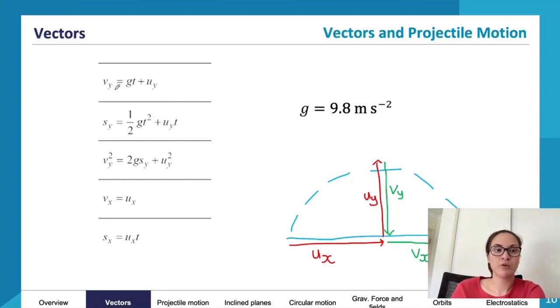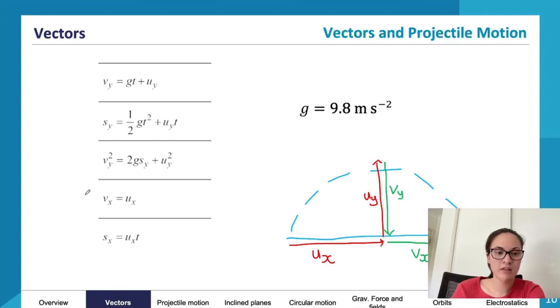So back to this first formula, to calculate the final velocity in the vertical direction, it is equal to gravity times time plus the initial vertical velocity. Sy is vertical displacement, and then you know the rest of those variables.